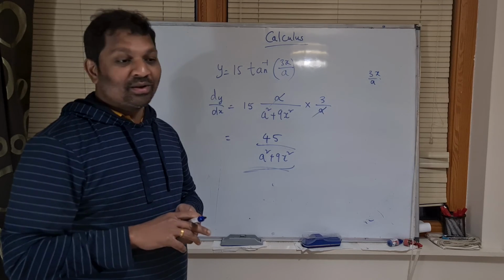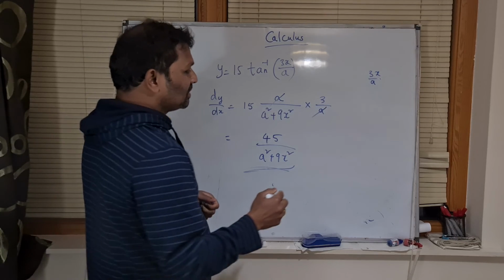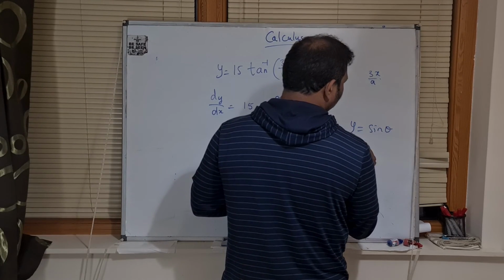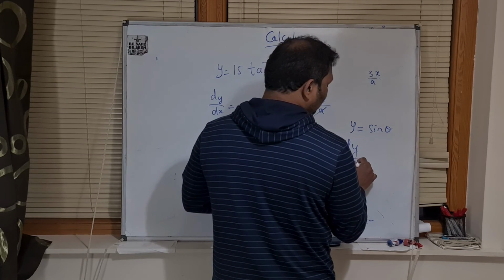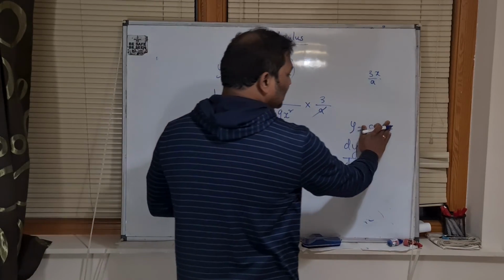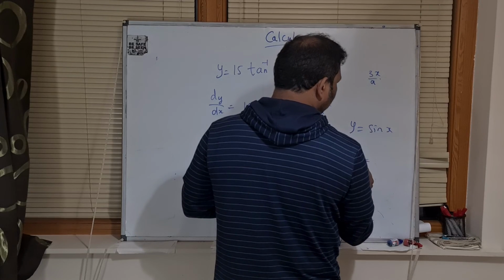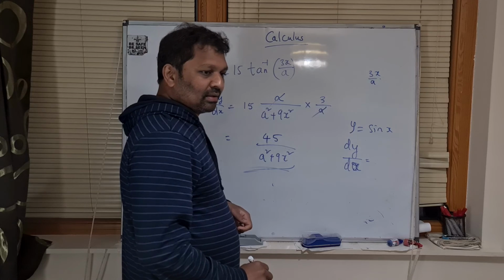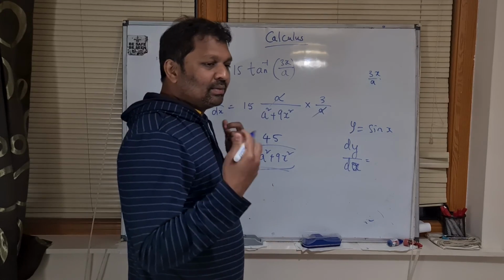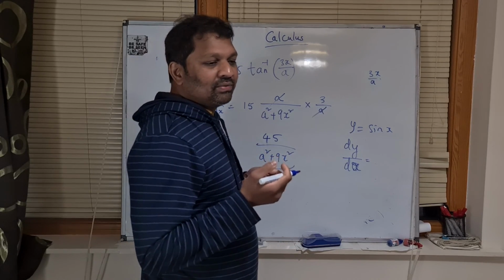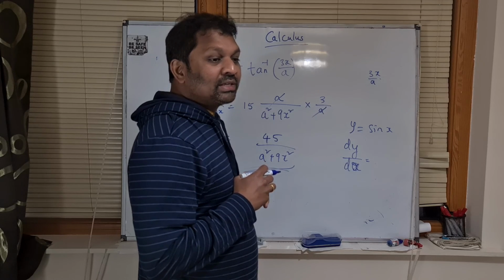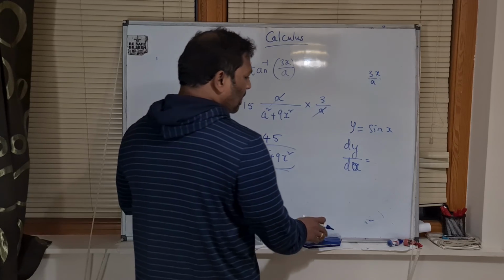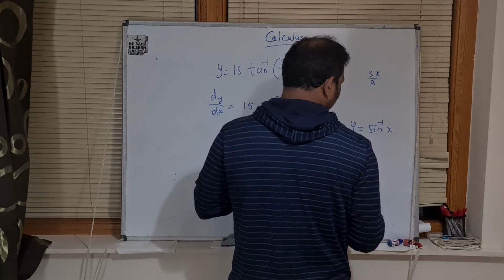Theta is a variable. If y is equal to sin theta, what is the differentiation of y with respect to what? It is dy by d theta. If it is sin x, then it will be dy by dx. So same thing. I asked the differentiation of sin theta, you said cos theta, but with respect to what I asked? Theta. You should not say x.